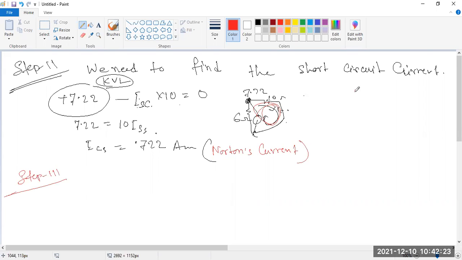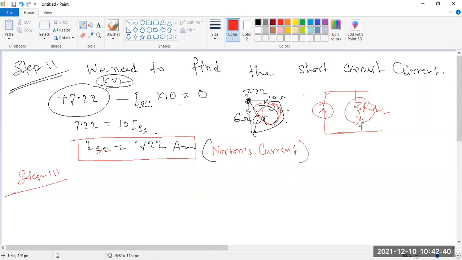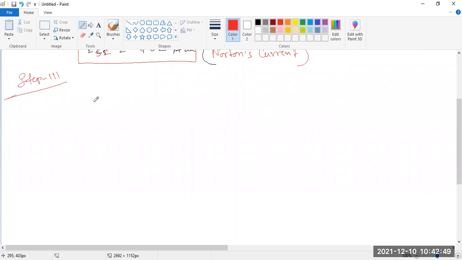So step 3. Step 3, you have to find the equivalent resistance or R internal resistance. You got this ISC, short circuit current or the Norton current. But to replace this, you have to find this also. So how could I find this resistance? First of all, it was told how to find out the equivalent resistance. You have to draw the circuit first. Then we have to replace all the voltage source. First, you have to draw the circuit. Look, this is positive, this is negative.